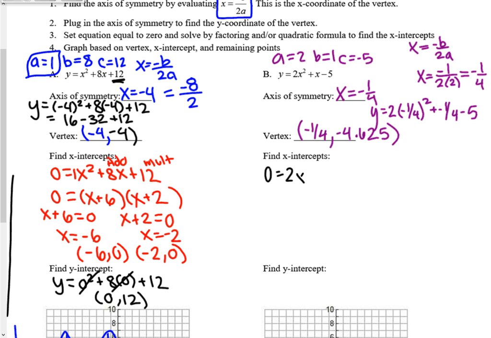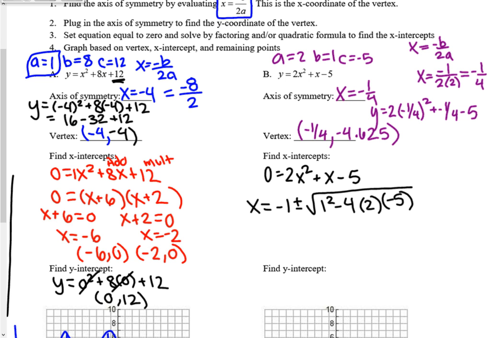So 0 equals 2x squared plus x minus 5. If you try to go ahead and factor this, you're going to find out that you actually can't factor this one. So we're going to use the quadratic formula. So we have x equals negative 1 plus or minus the square root of b squared, so 1 squared minus 4 times a times c, all over 2a, so all over 4. Always start by simplifying the number underneath your square root. So 1 squared minus 4 times 2 times a negative 5 is going to give us the square root of 41. Okay. So then that's all over 4.